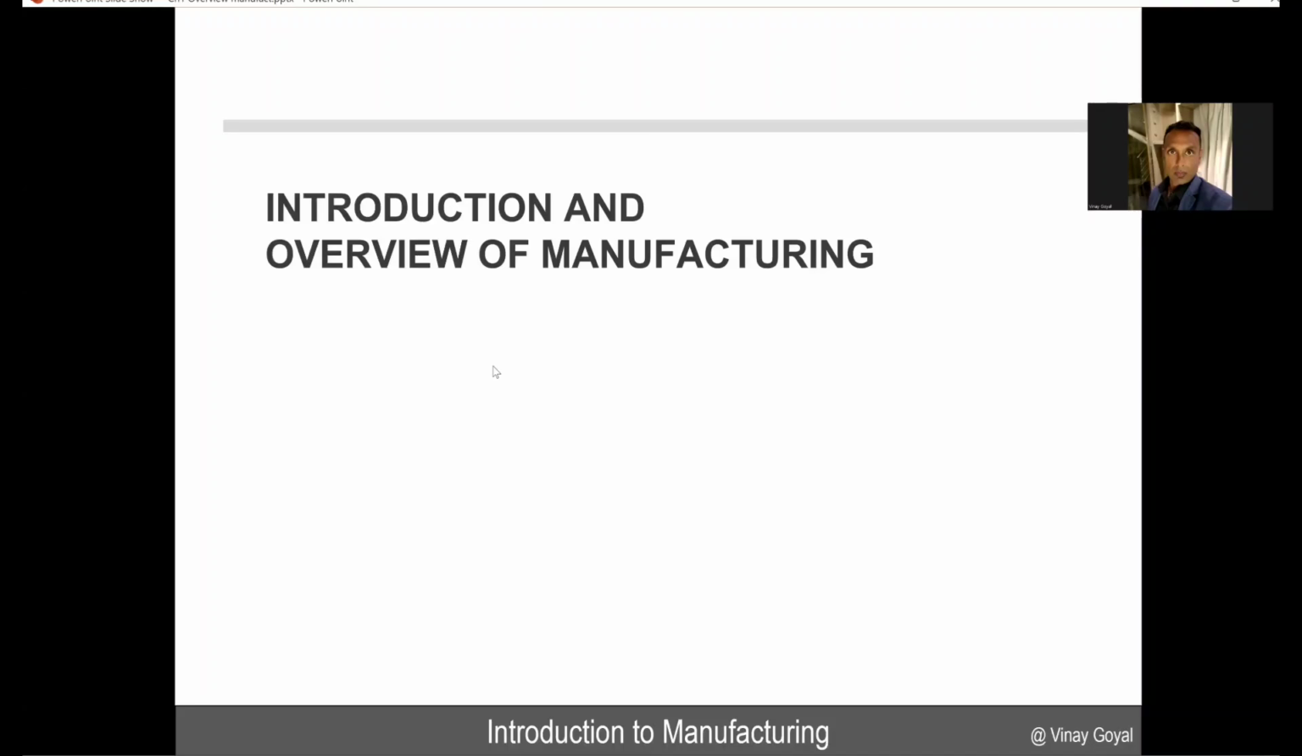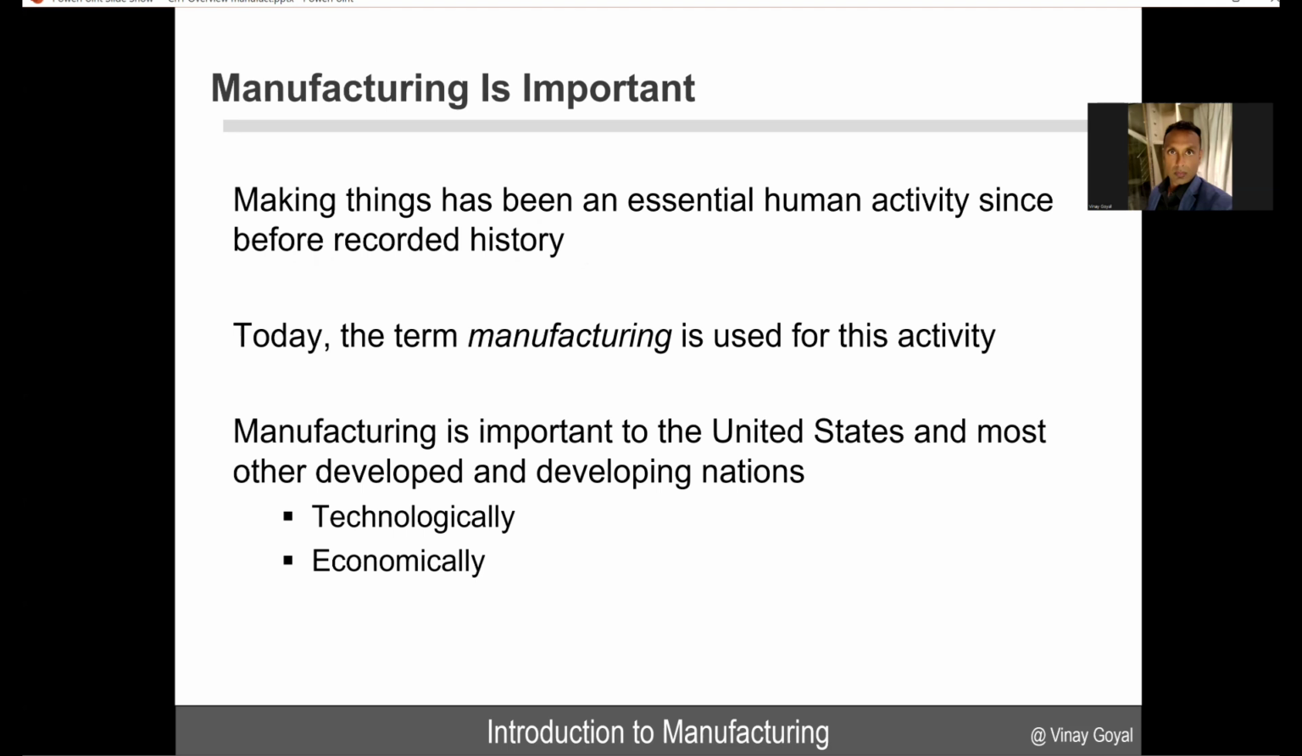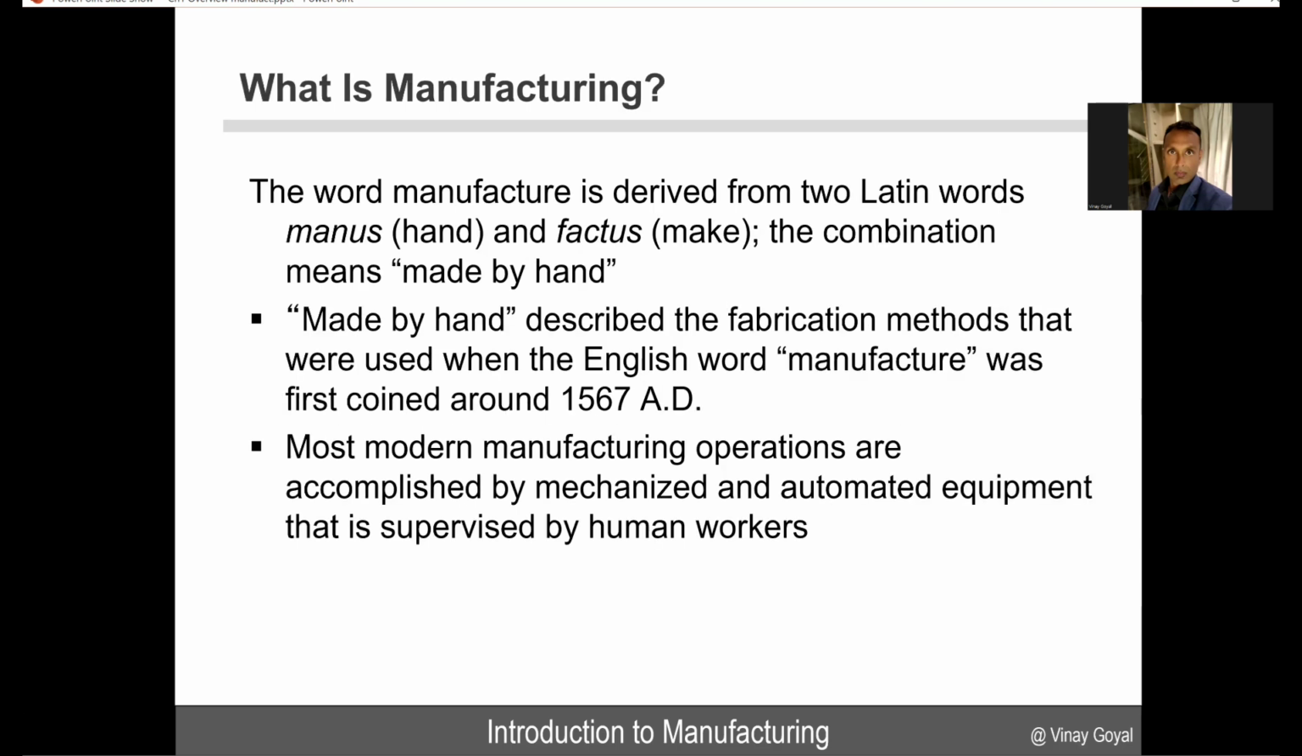Let's provide an overview of the manufacturing processes. Manufacturing is extremely important. Making things has been an essential human activity since before recorded history. Today, the term manufacturing is used to describe the fabrication of parts, and manufacturing has been the cornerstone of a lot of the products that have been developed internationally and domestically, and they have pushed technology and economics to new levels every decade. What is manufacturing?